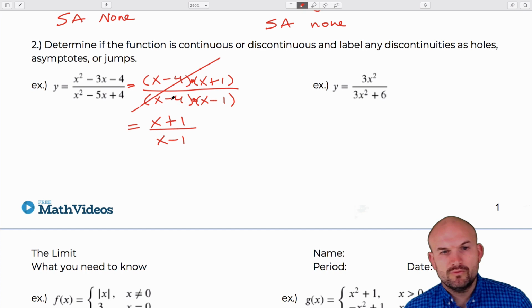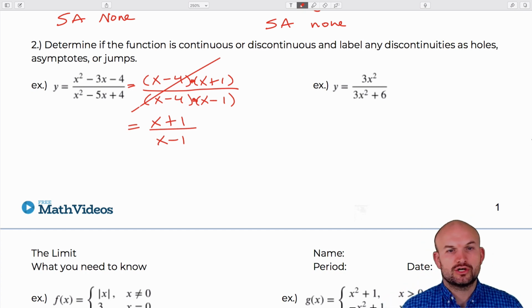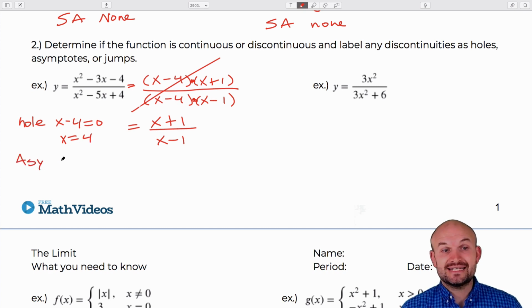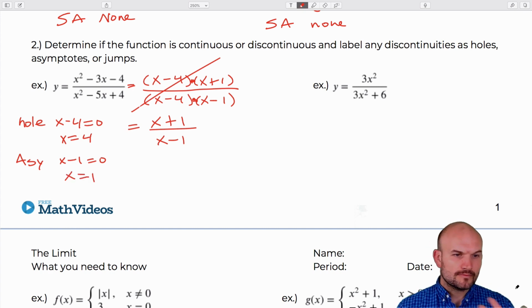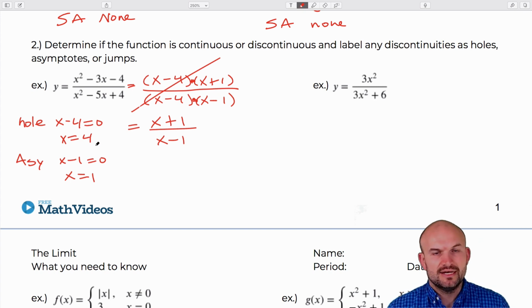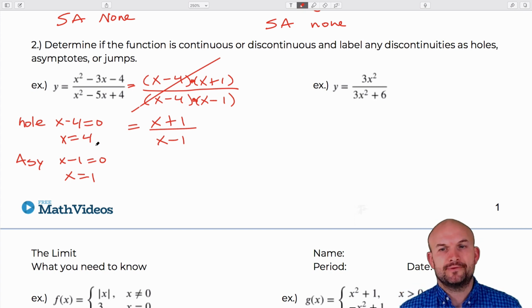But again, we want to be careful. We don't want to say the hole occurs at -4. The hole occurs when x minus 4 is equal to 0, because x minus 4 is what got removed. So that occurs at x equals 4. The vertical asymptote occurs when x minus 1 is equal to 0, which occurs at x equals 1. So you can see how those differ. A lot of students will make that mistake as far as they see the -1, they just set it there, but it's actually that factor equal to 0.